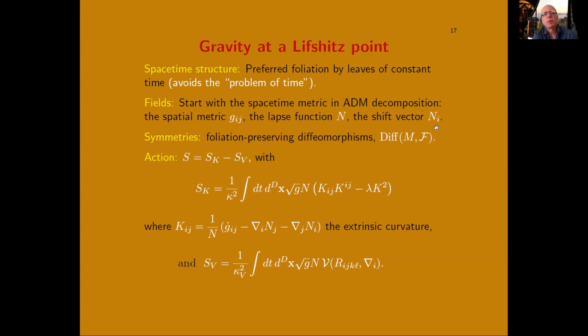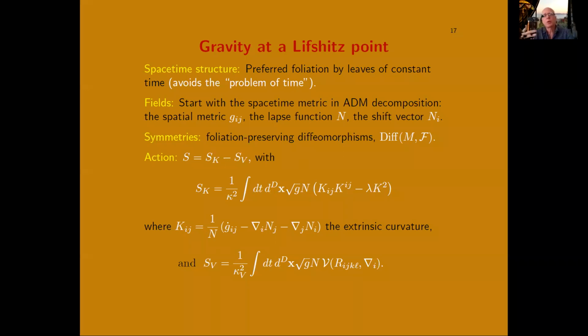They look the same as in GR. They are just labeled by these Hamiltonian labels. So I haven't changed really the set of fields. I've changed the symmetries, because now we can only postulate as our gauge symmetry foliation preserving diffeomorphisms. So let's call them by this name. And then we can ask, what is the simplest action I can write?